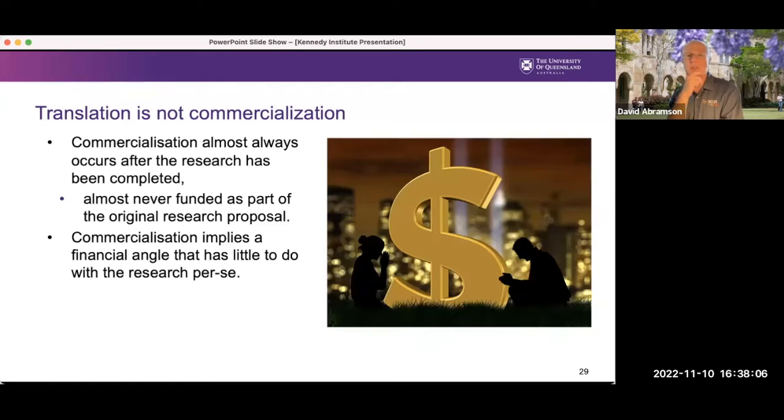The other thing is that commercialization implies a financial angle that actually has little to do with the research. So you could imagine doing public good research, which is maybe translated through a museum or some not-for-profit. And so you're not commercializing it per se, but you're still translating it and distributing it. So that confusion, sometimes people say, well, I'm not going to do commercialization, so therefore I'm not going to do translation, and they're not the same thing.